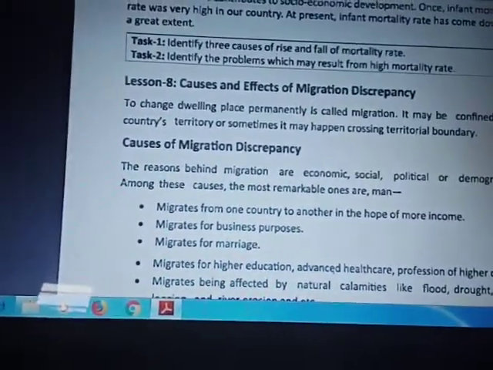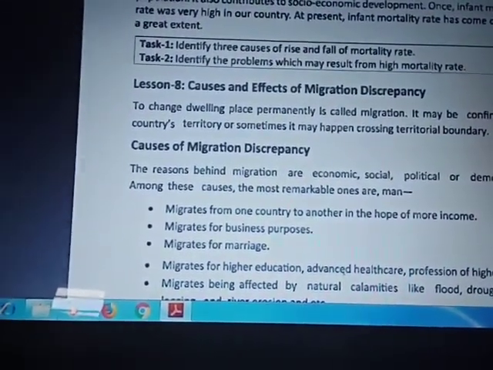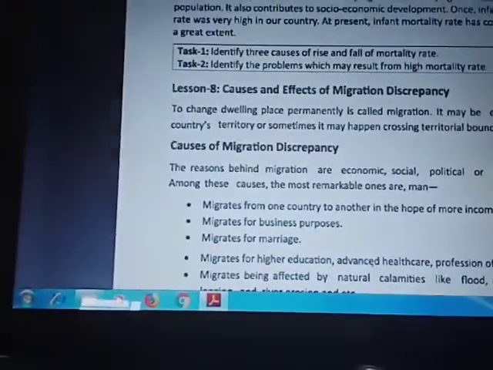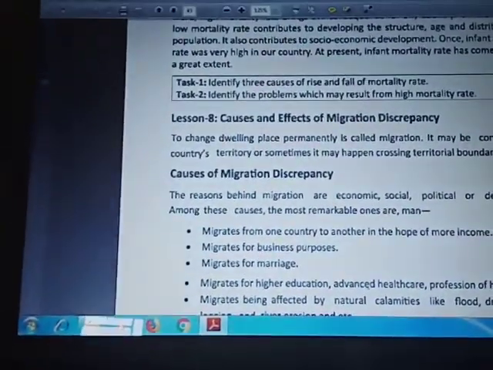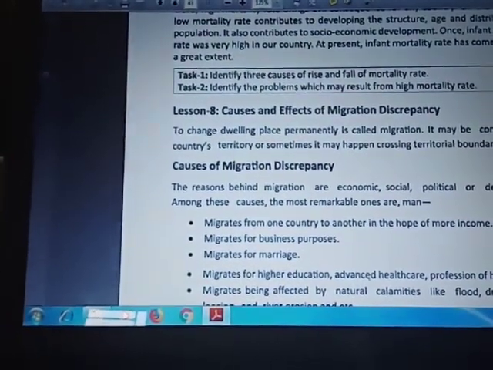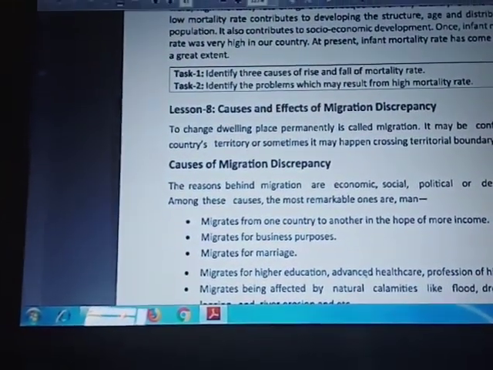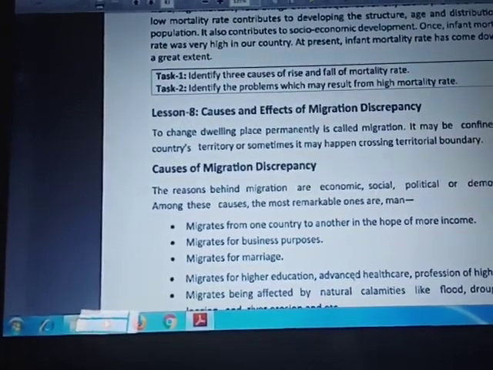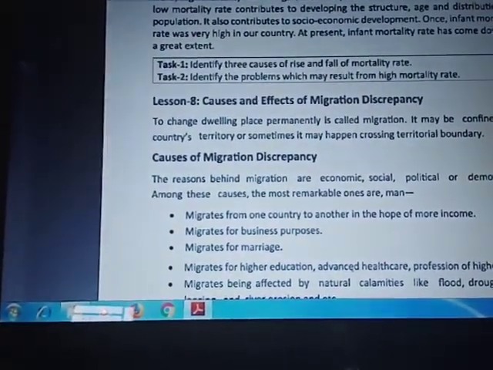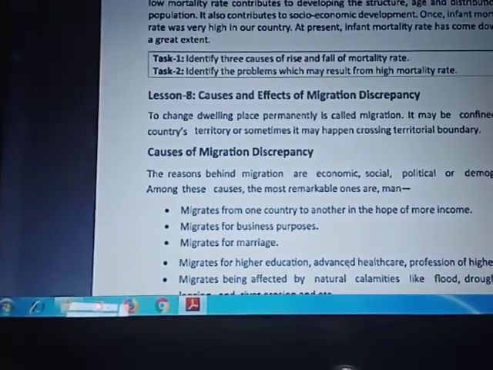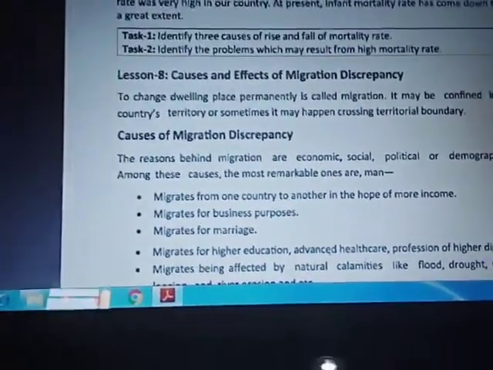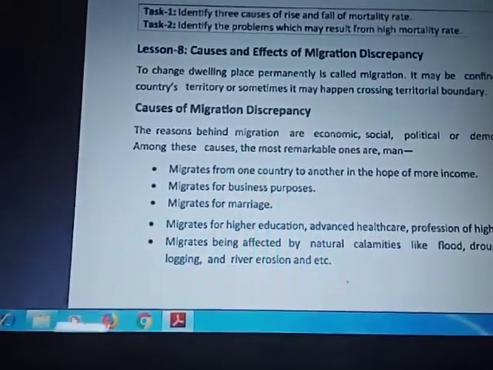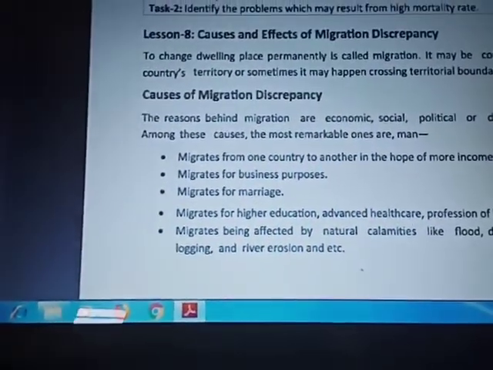Man migrates from one country to another in the hope of more income. Actually, migration means transfer from one place to another. There are many causes behind migration: in the hope of more income, for business purposes, for marriage, for higher education, advanced healthcare, a profession of high dignity, and being affected by natural calamities like flood, drought, water logging, and river erosion.